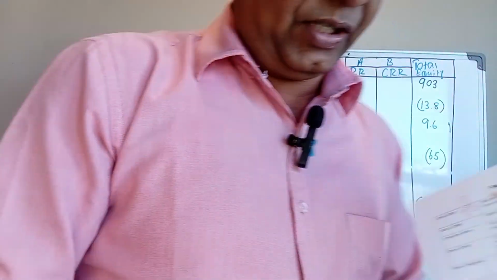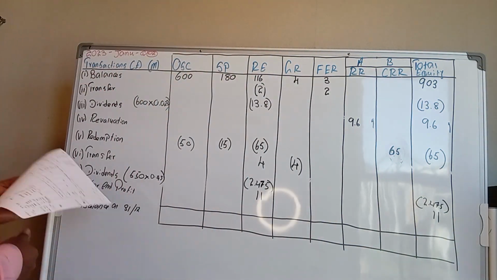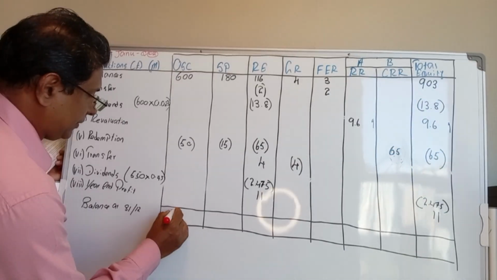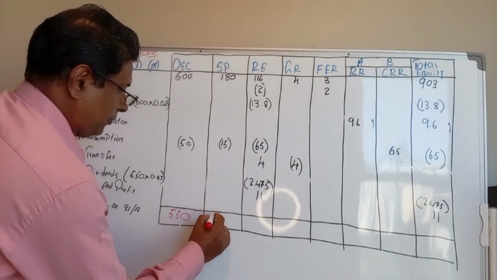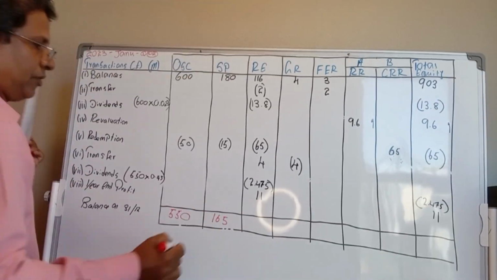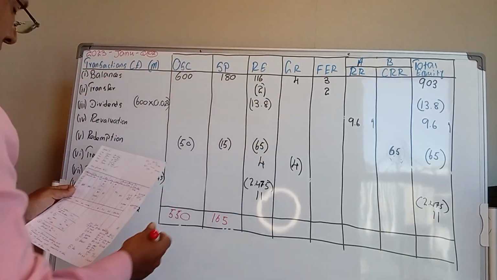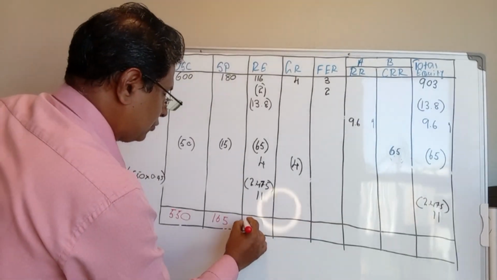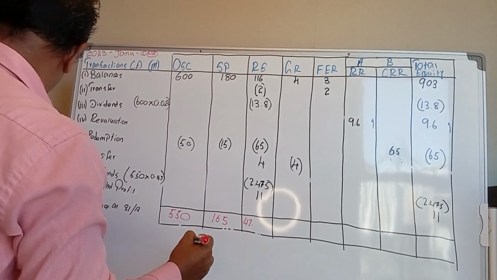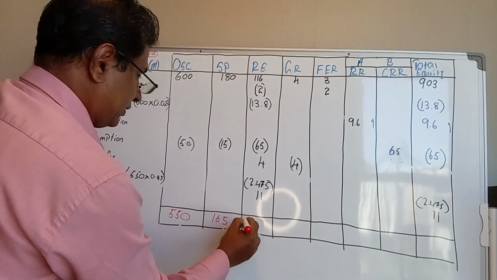So what will be the balances? If I balance these columns, I can see now I'm having share capital 550 because of the redemption, share premium 165 because of the premium on redemption, and I started with retained earnings of 116. With all these adjustments, right now it will go down to 47.725.